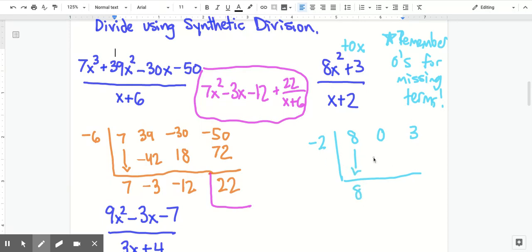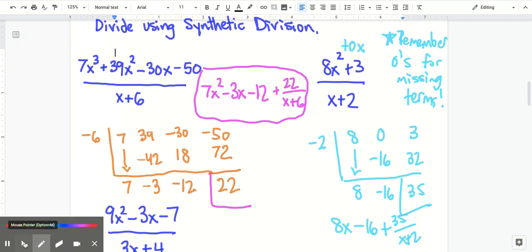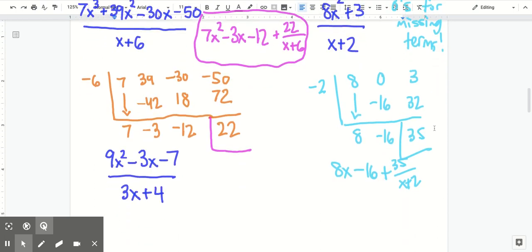You just put your 8 down. It's a negative 16. Add those, I get negative 16. That's 32. This will be 35. Remainder, plain number, linear. So my answer is 8x minus 16 with a 35 over x plus 2. So that is one thing that you have to keep in mind, is just remembering zeros for missing pieces.